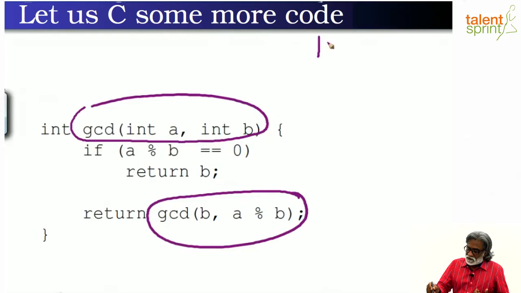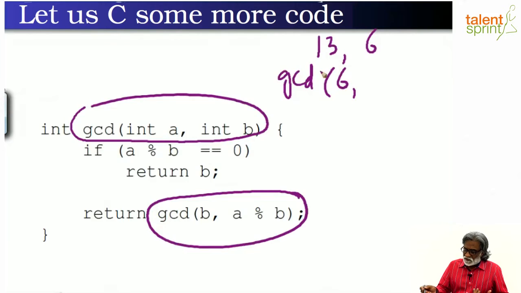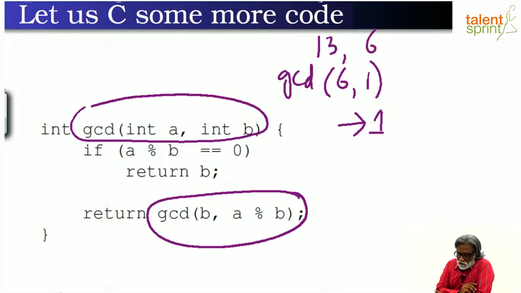Okay, let us look at 13 and 6. So A percentage B is not 0, so I have to try GCD of 6 and the remainder. What is the remainder when 13 is divided by 6? 1. So A percentage B equal to 0 is true for the next call, and 1 will get returned. So this algorithm works when the numbers are relatively prime, have no common factors, in all cases.